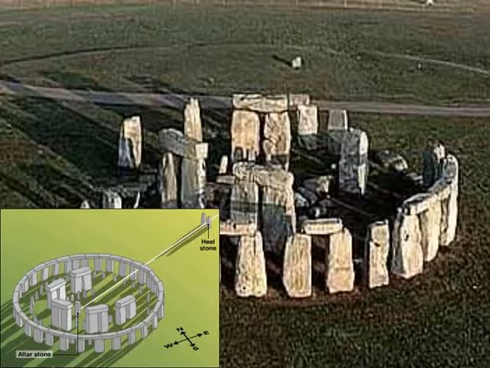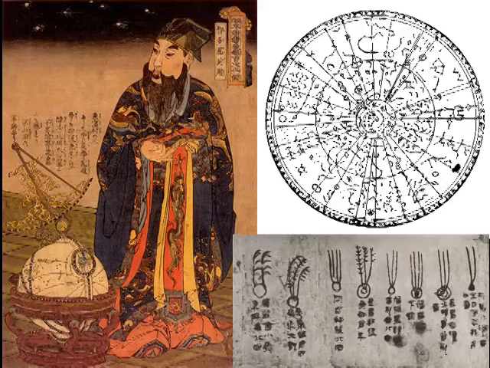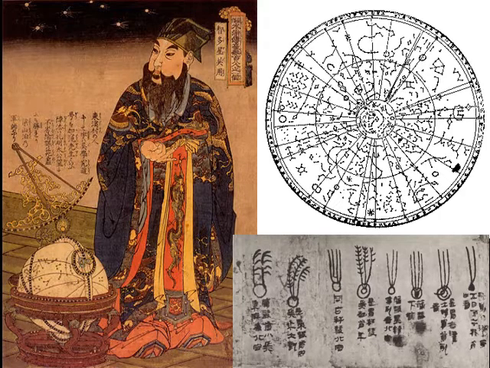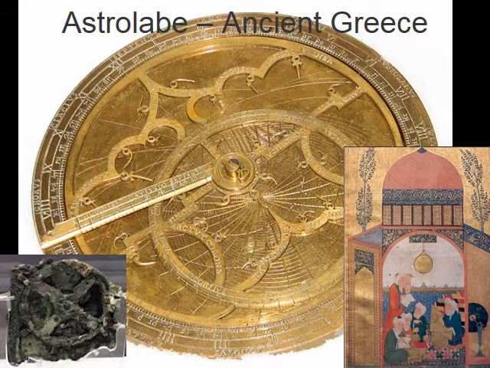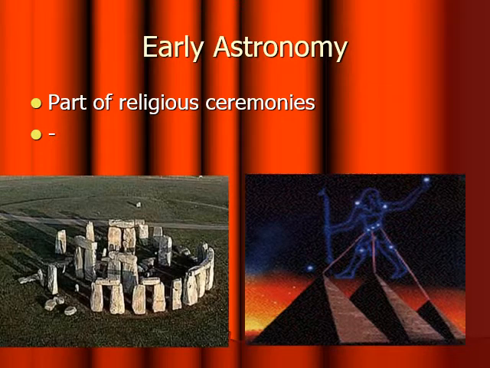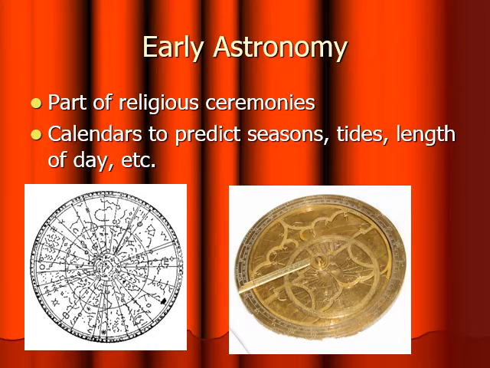So really important, this idea of using the stars as a way of figuring out what time of year it was. The ancient Chinese were really good at mapping out the sky. They were the first ones to make constellations, and they were also one of the first ones to map out when and where comets showed up. That's the picture in the lower right corner there. This is an astrolabe that was used in ancient Greece. This was a way of using the stars and lining things up to figure out where you were on Earth. So early astronomy had a lot to do with religious ceremonies and had to do with calendars, allowed you to predict seasons, tides, length of the day, things like that.